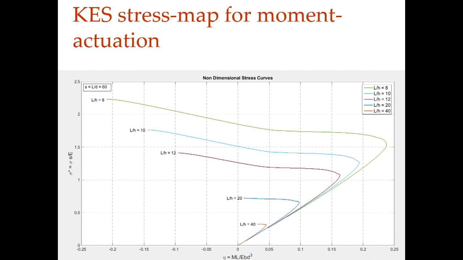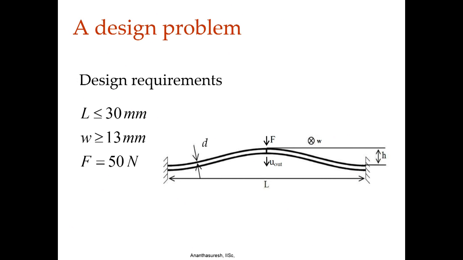And how is it useful? The stress again for the moment actuation, we have eta here, ml by EBD cubed, again this is eta equal to ml by EBD cube, and this is sigma star, non-dimensionalized stress, that is sigma times S divided by E. This is maximum stress into S divided by E. That is how it is plotted. We will know what stress is. So, we can use these maps to do design of these compliant bistable mechanisms or just bistable arches.